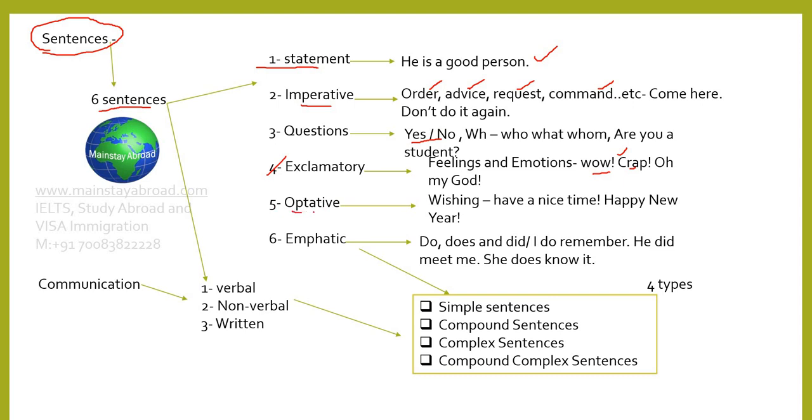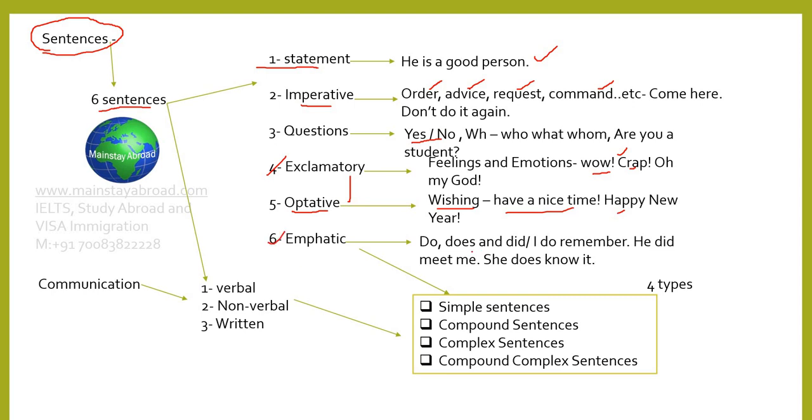Then another sentence is known as optative, that is called wishing sentences. It's also part of exclamatory, but it's been introduced separately. "Have a nice day," "Happy New Year," this kind of wishes. Every bit of wishes in English is an optative sentence.